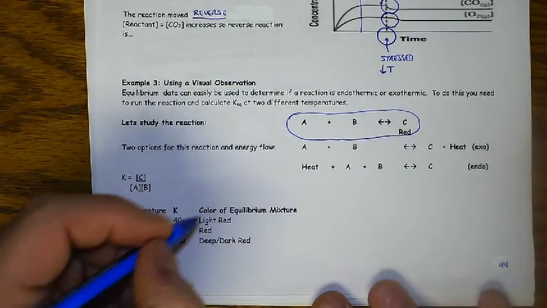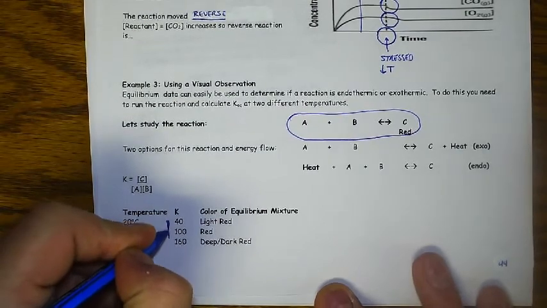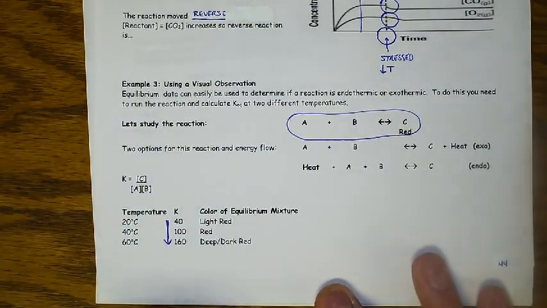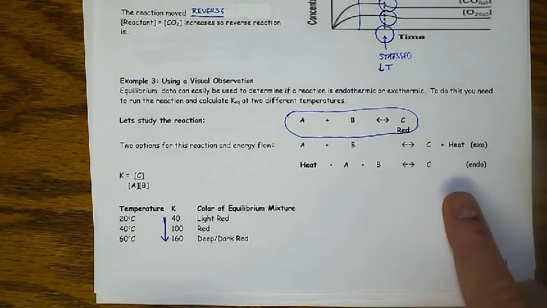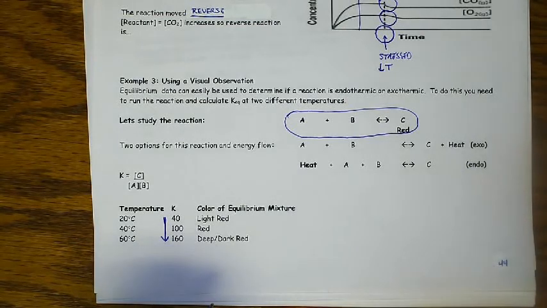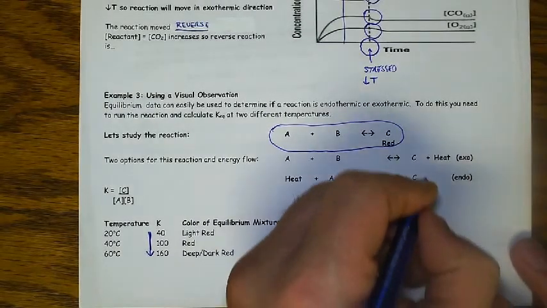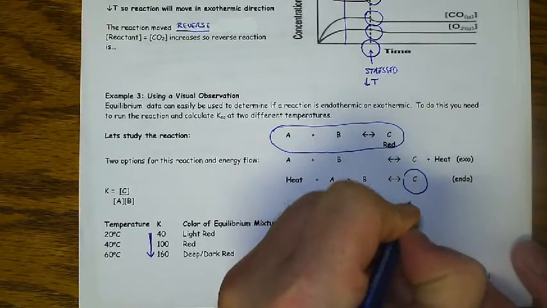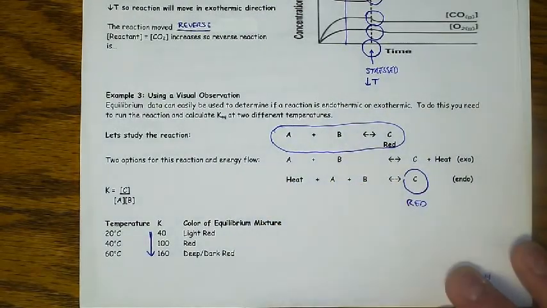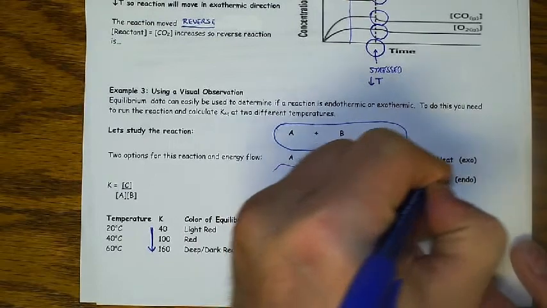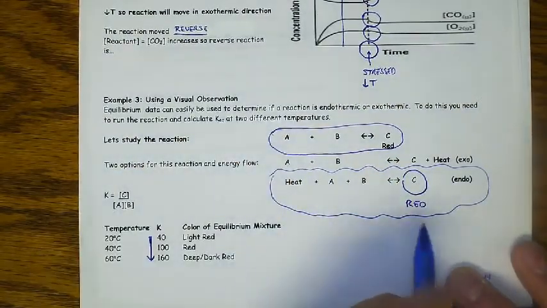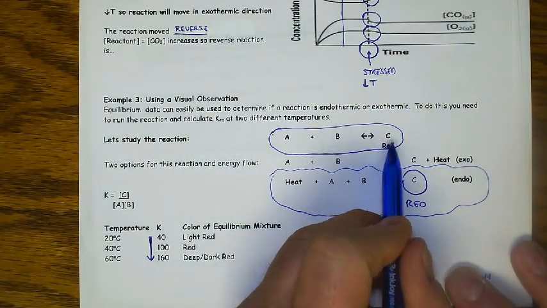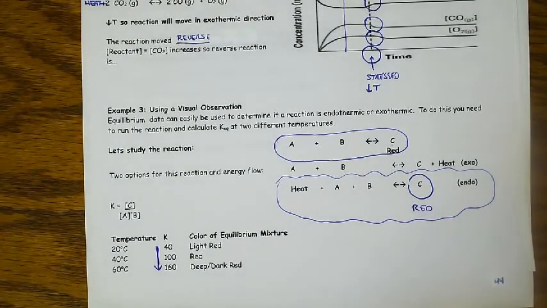Now notice as temperature went up, it got darker red, and C is red. So at higher temperatures, it should be going in the endothermic direction. And notice it got more red at higher temperatures. Therefore this has to be the correct reaction, because at higher temperatures it got more red and the product C is red. So there's another way to visualize what's going on in that equilibrium.